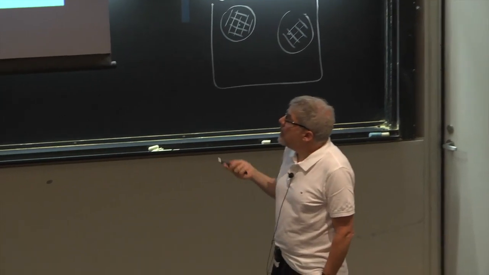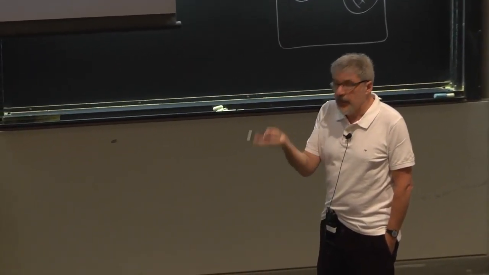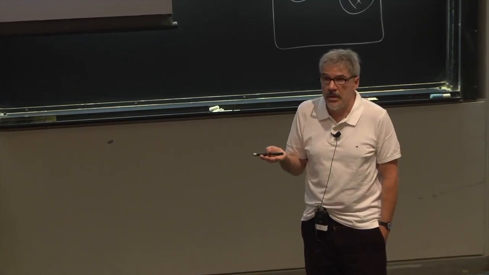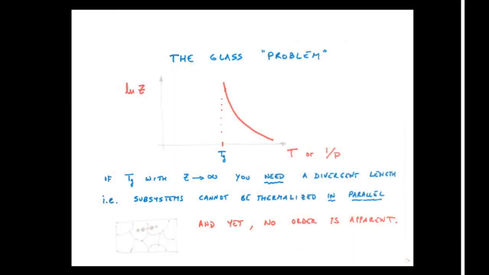Now, the problem is that when you look at a photo of the atoms of a glass, it doesn't look very different from a liquid, which is very disordered. So the problem is, and now this justifies the word problem as applied to glass, how can it possibly be that you have a length scale that seems to diverge, and yet no order that you can really see.